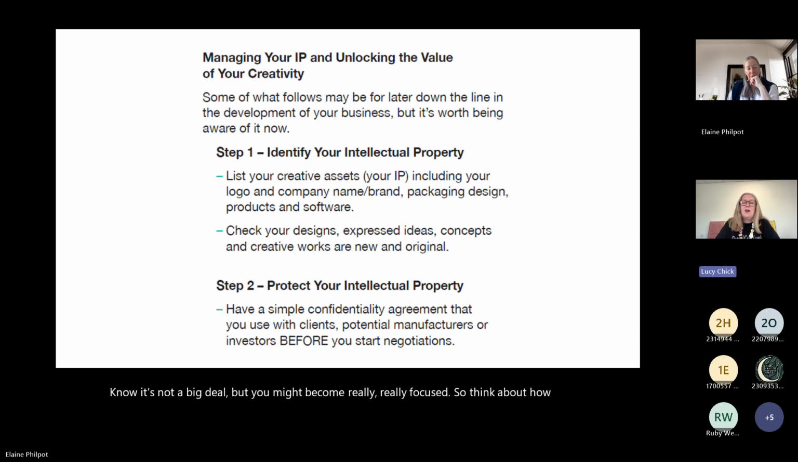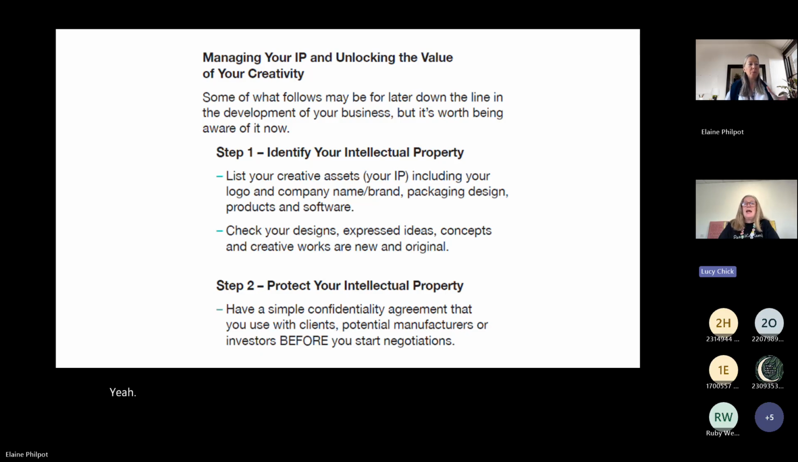So, managing your IP and unlocking value. You're thinking about, what is my intellectual property relating to my business? This is going to be different for different people depending on what you're doing. It might just be your logo and your company brand name. It might be packaging. It might be the things that you make, so photography, illustration, that kind of thing.